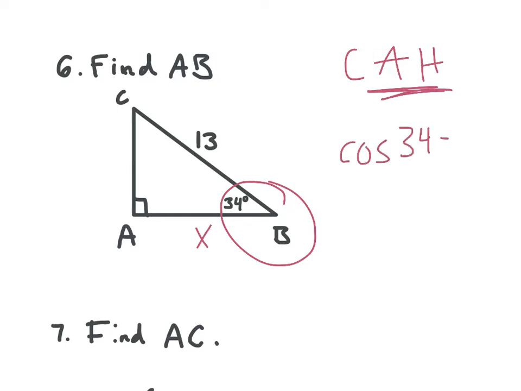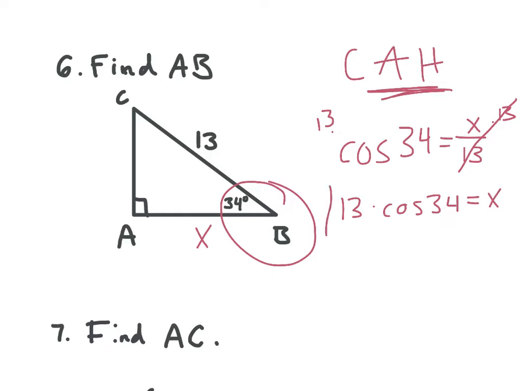So we are going to take the cosine of what? 34. The cosine of the angle is equal to adjacent over hypotenuse. So what did we say adjacent was? And what's our hypotenuse? 13. So we can multiply 13 on both sides in order to get x all by itself. So we have 13 times the cosine of 34 is equal to x. So we're going to put this into our calculator.